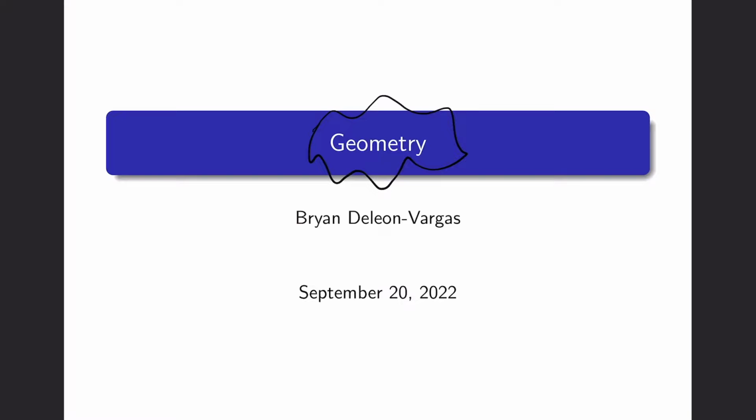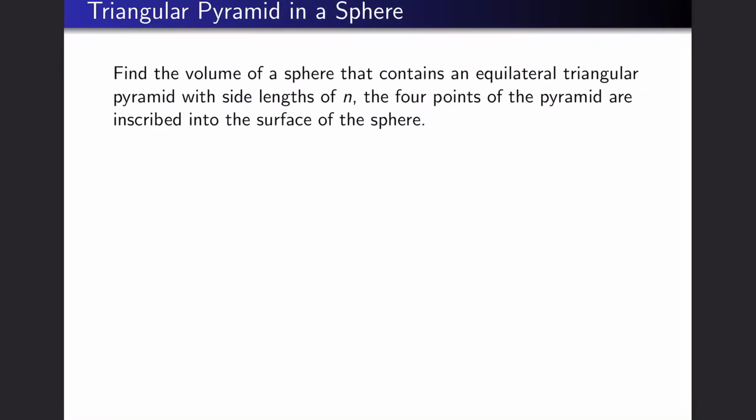Today we're going to be talking about geometry problems again. Today's problem is going to be a little bit similar to last video's problem, which was about the area of a circle that had an equilateral triangle inscribed into it. So, how is it similar? Well, we're basically just taking this problem into the third dimension. So let's take a look at the problem.